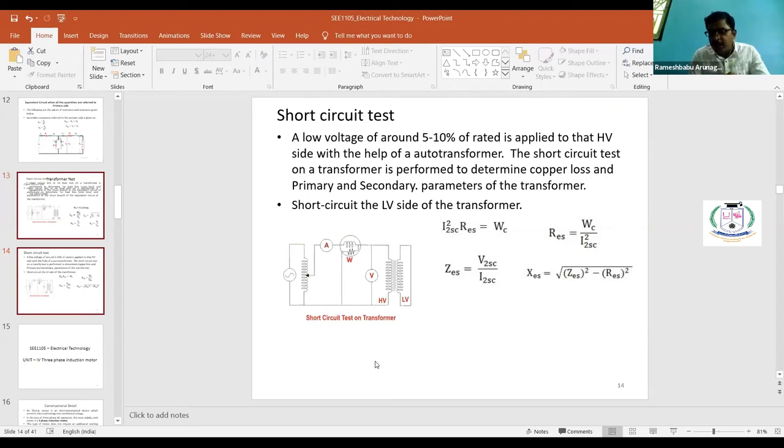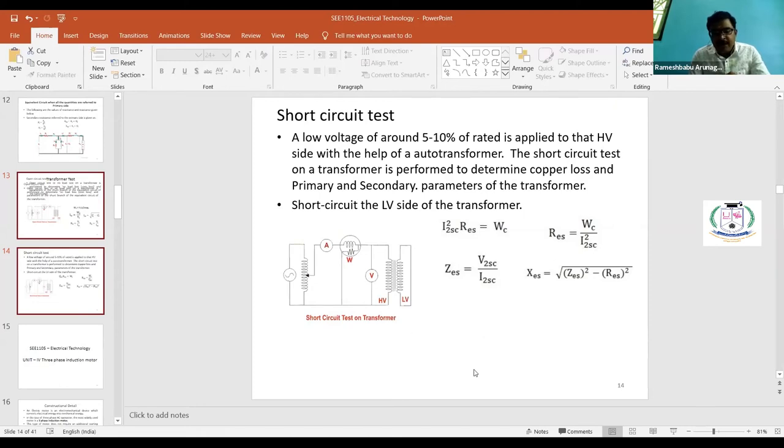It should be varied slowly. Why? Because the low voltage winding is short circuited, it takes huge current. To avoid that, we slowly vary the auto transformer to keep 8.66 amps for the 2 kVA transformer. That is the short circuit current of the high voltage side. We keep that current and note the other values.